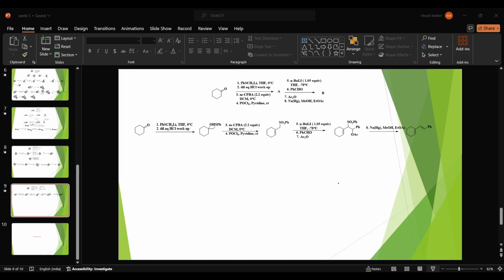That's what I told you: any kind of lithiated species will react with formamides, or what you call Weinreb amide, and you will get your corresponding keto. Your nucleophilic attack will happen, and you will get your corresponding keto. I will show you through the mechanism.